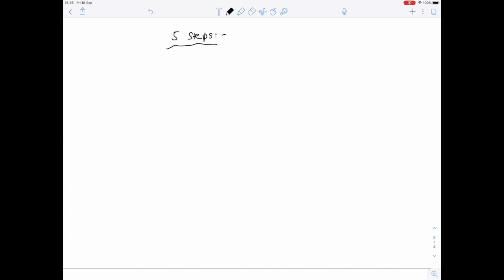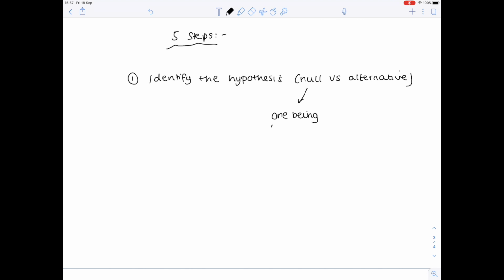So a chi-squared test can be carried out in 5 steps. Firstly, you want to identify the hypothesis, a null versus alternative hypothesis. So the null hypothesis is the one being tested. So you're trying to prove if that hypothesis is correct. Alternative means everything else. So all alternative hypotheses. The second step is to construct a table of frequencies containing observed versus expected.